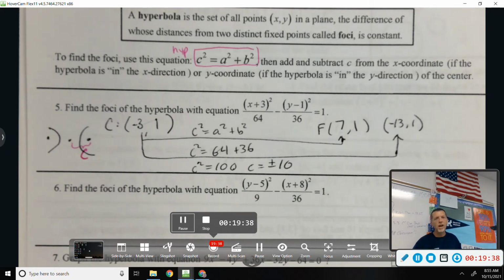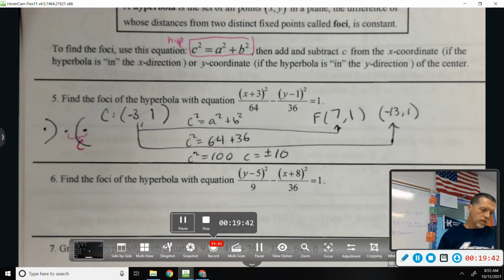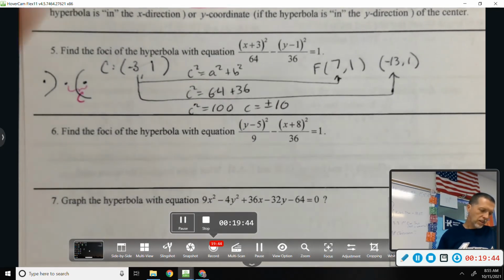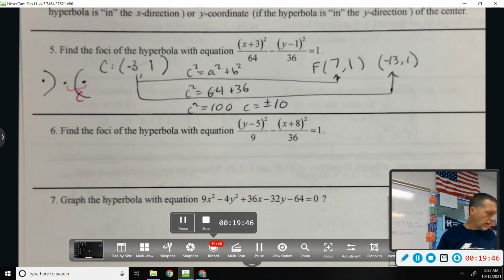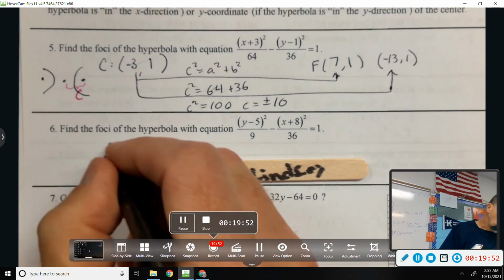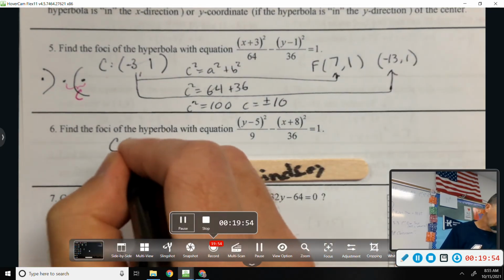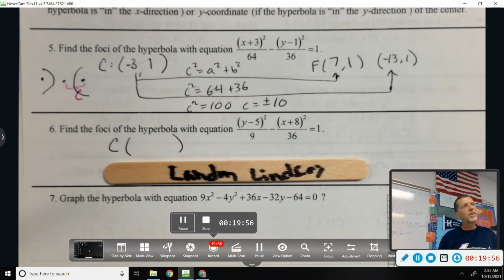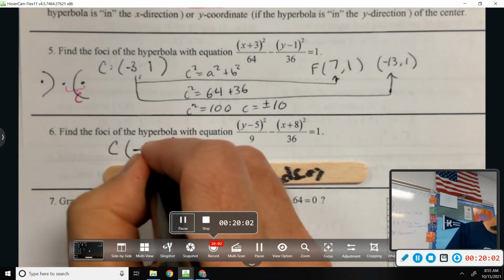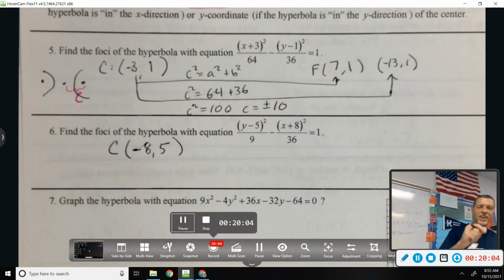Save some time. Number 6, find the foci of the hyperbola with that equation. Well, we need to start with the center because the foci are sort of based off of that. So, Landon, what's the center of number 6? -8, 5. I cannot fool anybody today on the center thing, which is good.